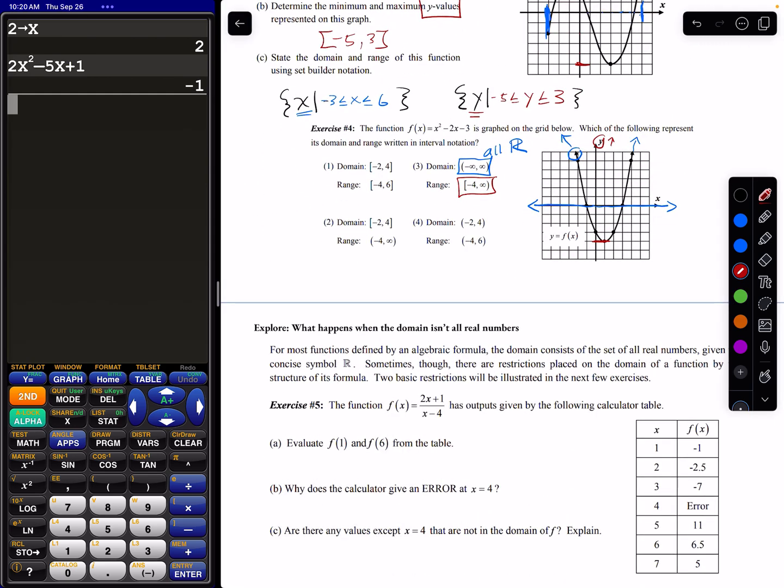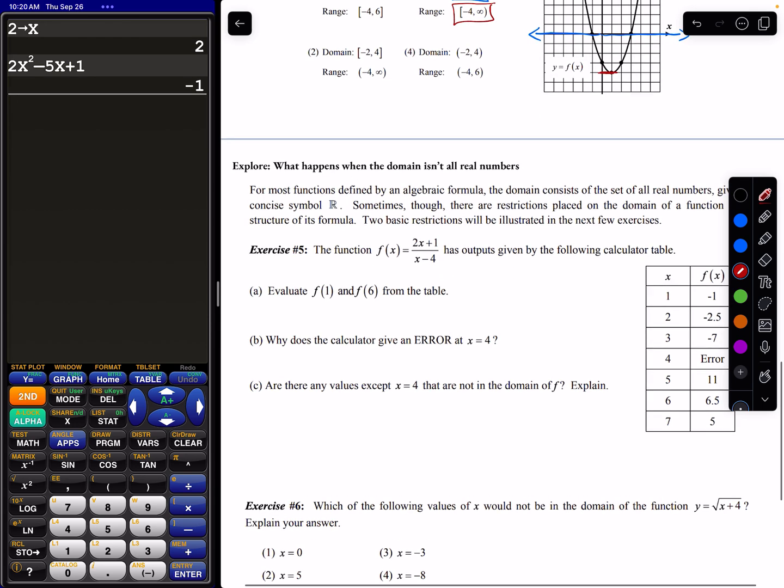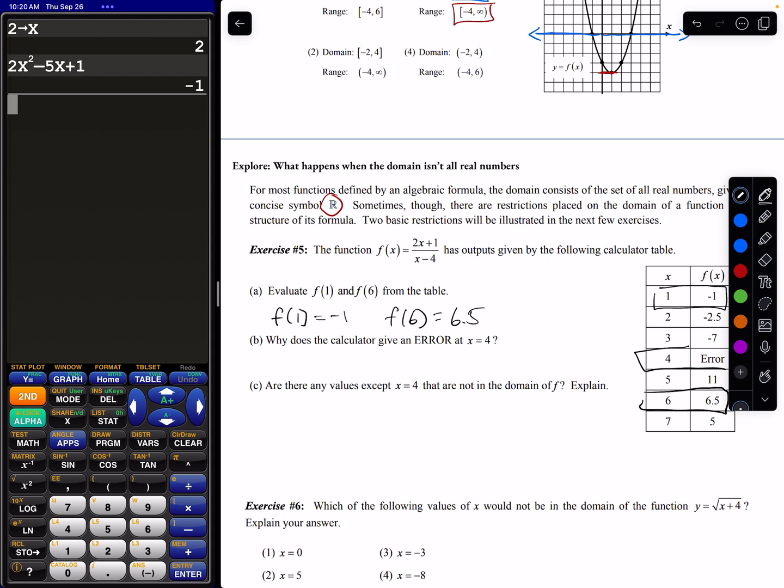Okay, 2 more quick examples because we're going to be talking about this quite a bit here, right? Where this is the symbol for real numbers, by the way. Have you ever seen that? Okay, so sometimes functions run into problems, right? So for example, if I substitute 1 in this function, we can very clearly see that the output is -1. If I substitute 6 into this function, we can very clearly see that the output is 6.5. But when I substitute 4 into the function, my calculator gives me an error.